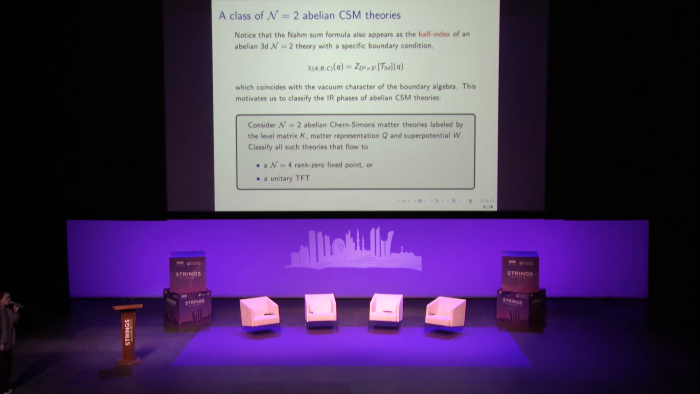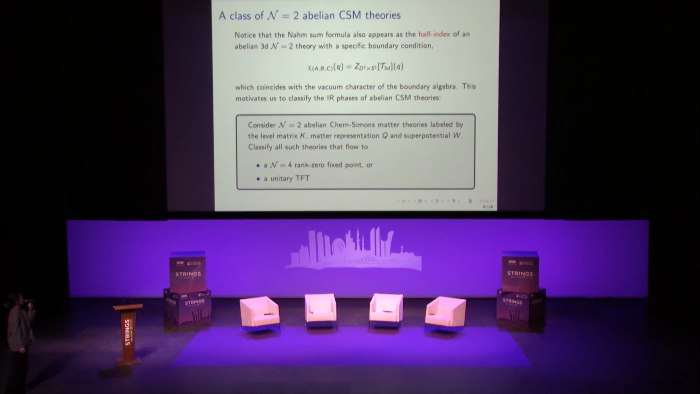The main observation for this work is that this Nahm sum formula that I mentioned in the previous slide also appears as a half index of an abelian 3D N=2 theory with a certain choice of boundary conditions. So this chi ABC that I mentioned in the previous slide can be thought of as the partition function computed on the background of disk times S1, which you can argue coincides with the vacuum character of the boundary algebra of the 2D theory.